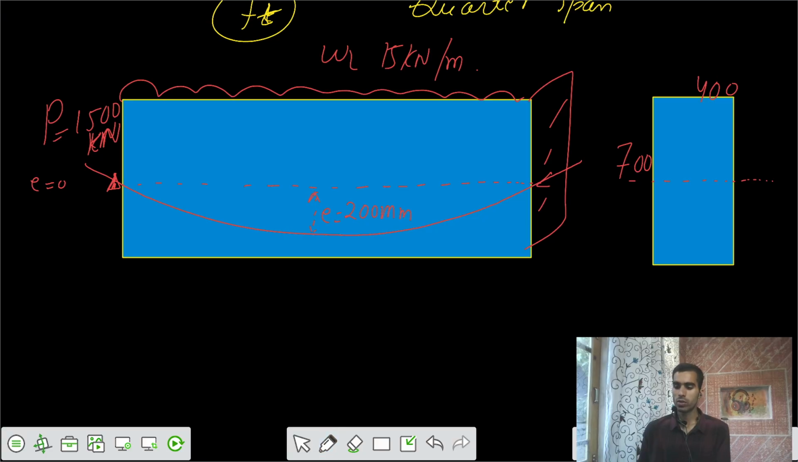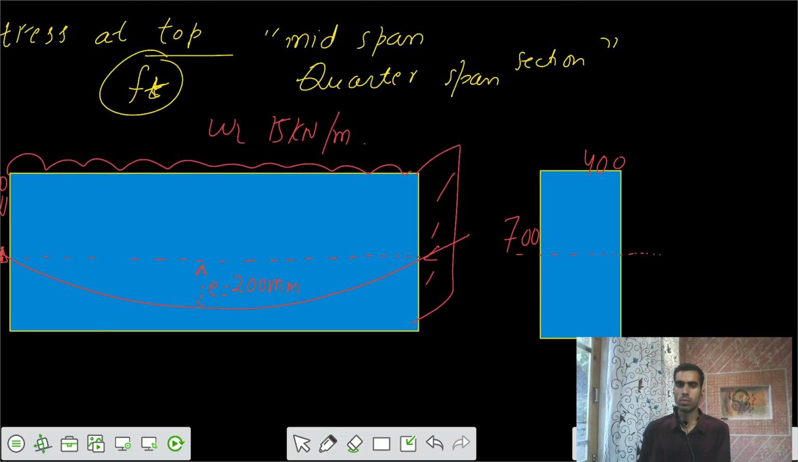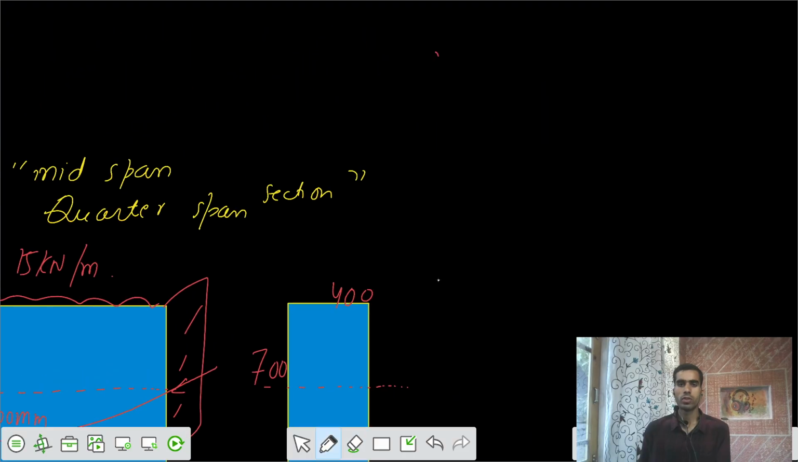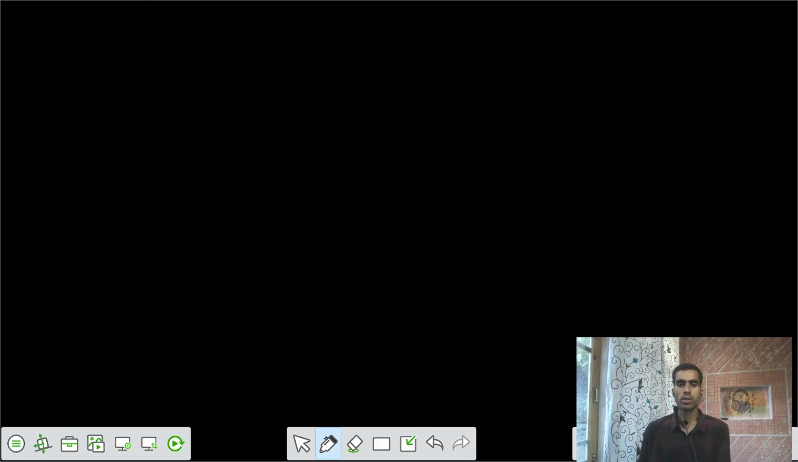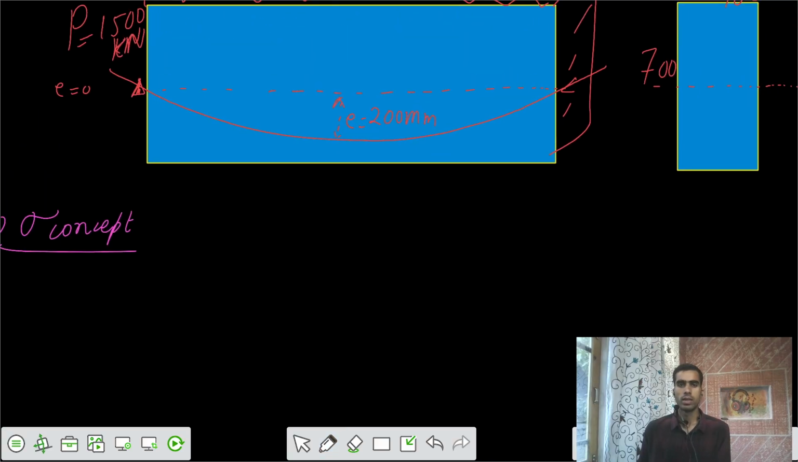So if I try to solve it by both methods, one is your stress concept, second is the load balancing concept. Let's go one by one. Let's talk about the stress concept. First one, that is the stress concept. So let's go for that.